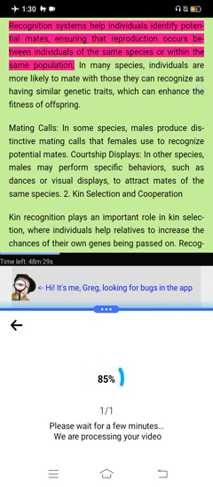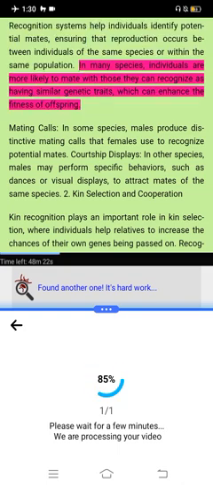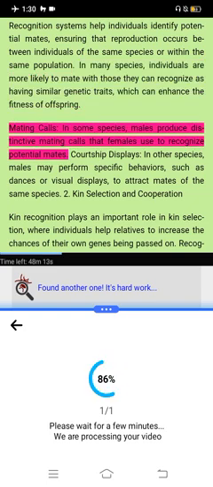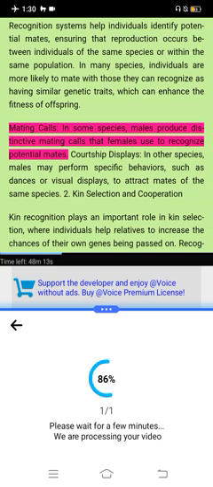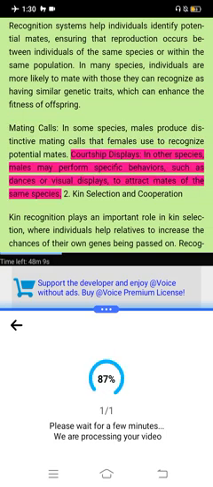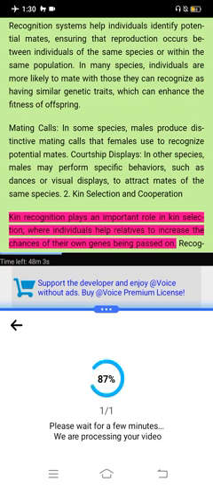Recognition systems help individuals identify potential mates, ensuring that reproduction occurs between individuals of the same species or within the same population. In many species, individuals are more likely to mate with those they can recognize as having similar genetic traits, which can enhance the fitness of offspring. Mating calls. In some species, males produce distinctive mating calls that females use to recognize potential mates. Courtship displays. In other species, males may perform specific behaviors, such as dances or visual displays, to attract mates of the same species. 2. Kin selection and cooperation.